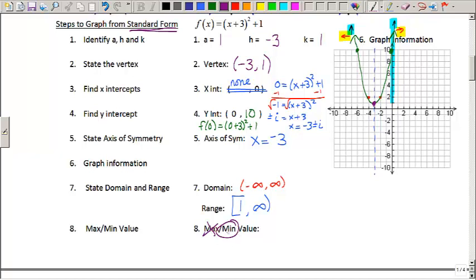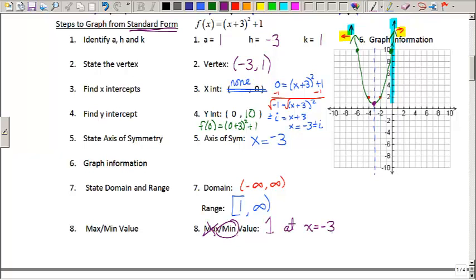In this case, you have a min value, so you don't want to consider the max at all. There is no max, it goes up forever. What is the min value? Well, the minimum value you can have is the y value, which is 1. So my min value is 1. Then sometimes they ask, where does that min value occur? Well, the min value of 1 occurs at x equals negative 3.